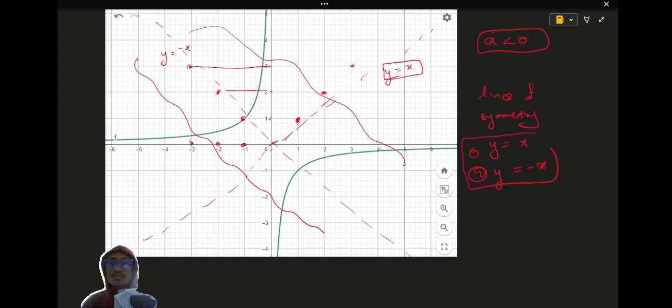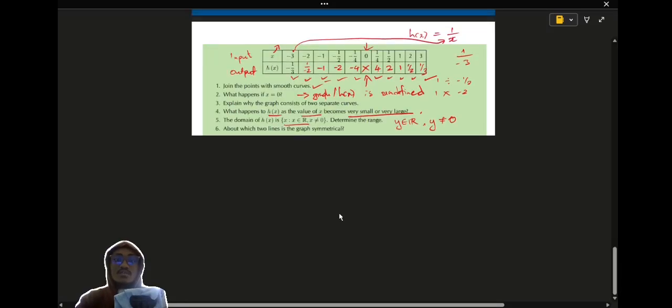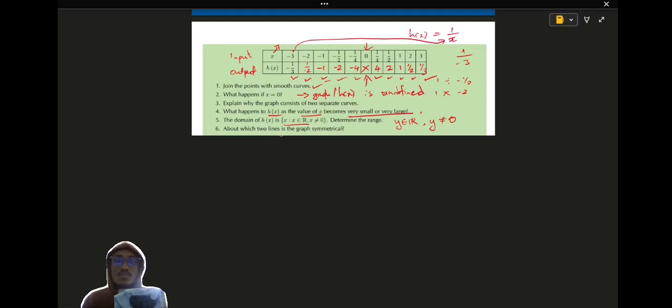So those are the answers. These are the lines of symmetry and the answer to the last question: about which two lines is the graph symmetrical? So our two lines are y equal to x and y is equal to what? Negative x.